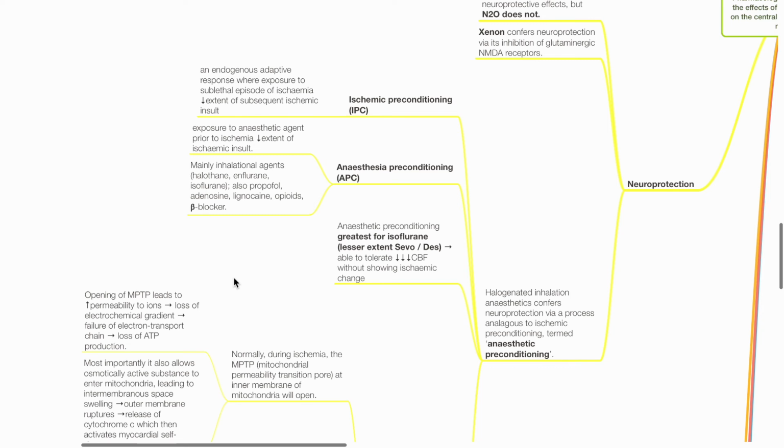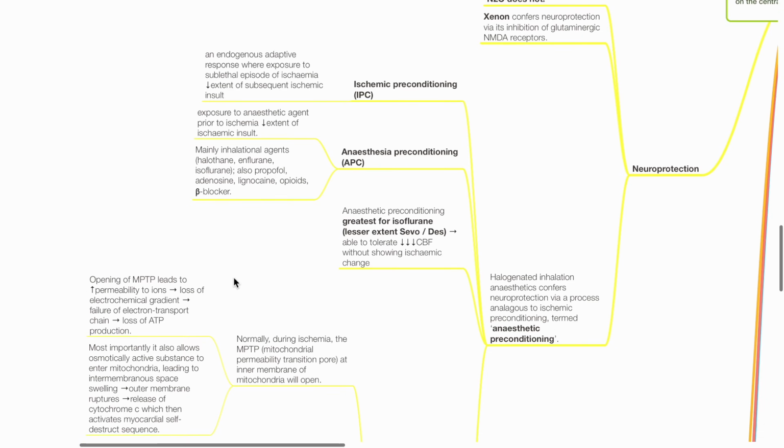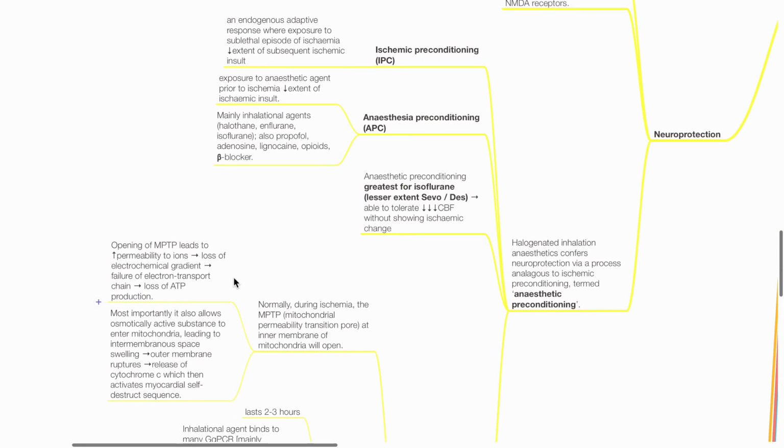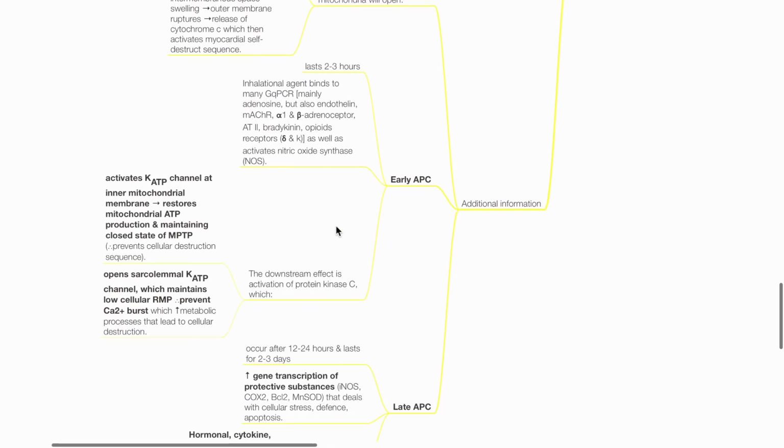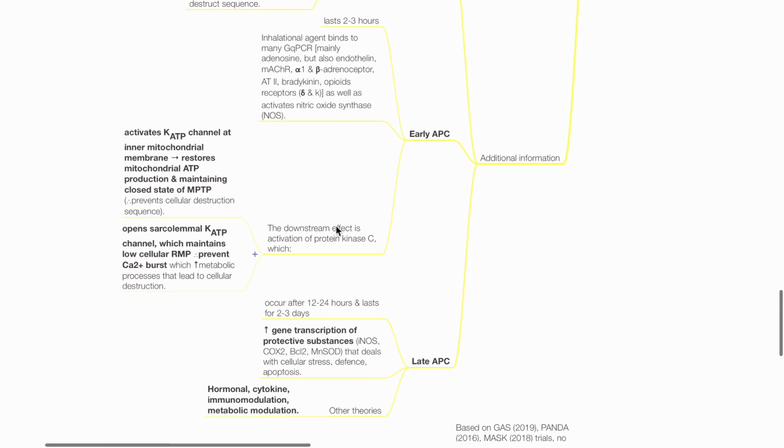APC is caused mainly by inhalational agents, but also propofol, adenosine, lidocaine, opioids, and beta blockers. With anesthetic preconditioning, which is greatest for isoflurane, the patient is able to tolerate reduction in cerebral blood flow without showing ischemic change to a certain extent. APC can be divided into early APC and late APC.